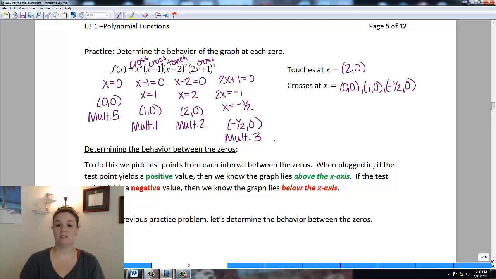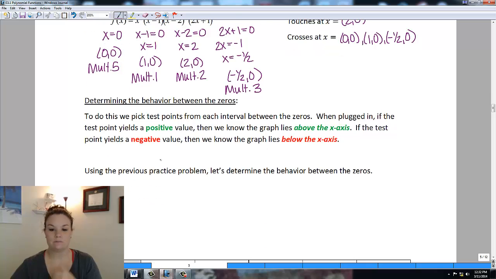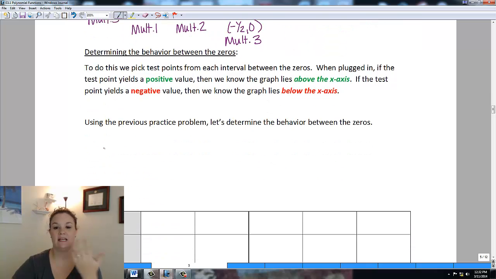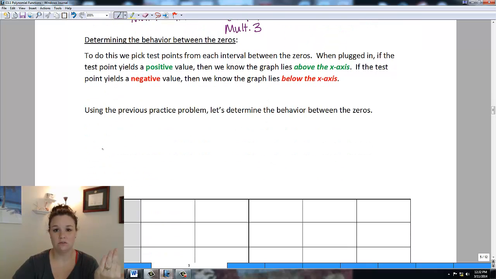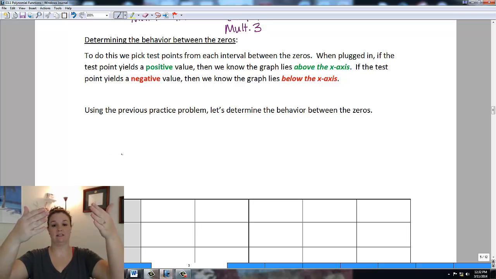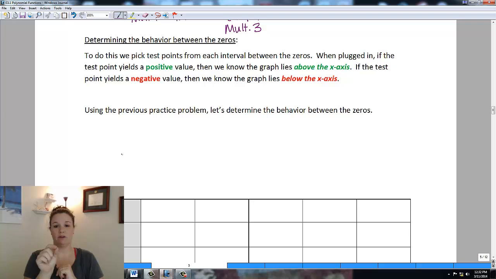Okay, because all we've done so far is whether it touches or crosses at each one and what the ends are doing, but we don't know what's going on in between those intervals. So what we're going to do is pick test points from each interval and just plug in the test point. If the test point yields a positive value, then we know it's above the x-axis. If I pick a test point from an interval and it ends up negative, then I know all the values in that interval are going to be below the x-axis.